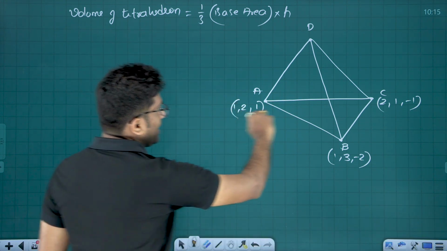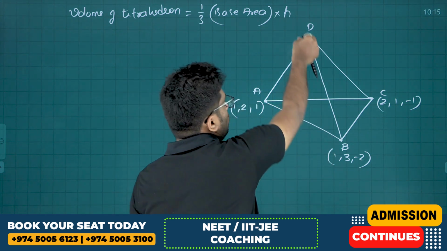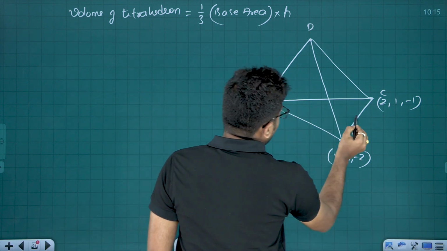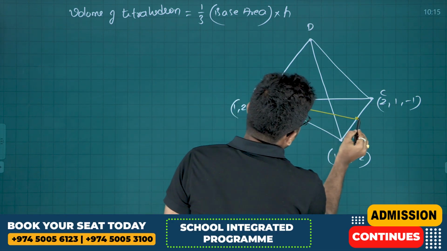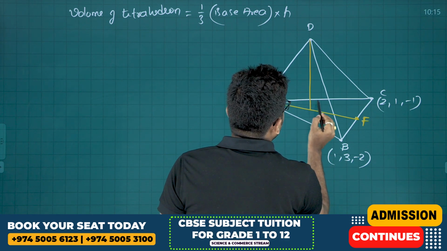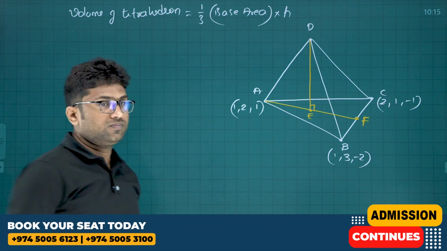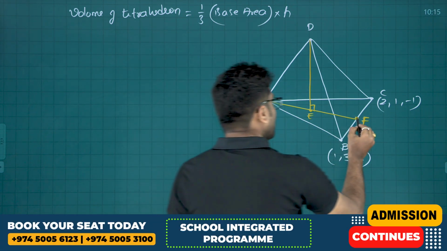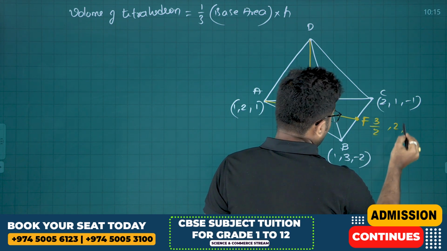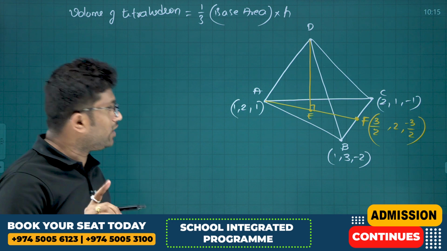Now if you take the base as ABC, they have given that the altitude from D meets the median from A. So let me take AF as the median, and this altitude DE meets AF, that means DE is perpendicular to AF. This is the altitude. Now this is the median, so F will be the midpoint: (2+1)/2 = 3/2, (1+3)/2 = 4/2, and -3/2. Now we need the OE bar.